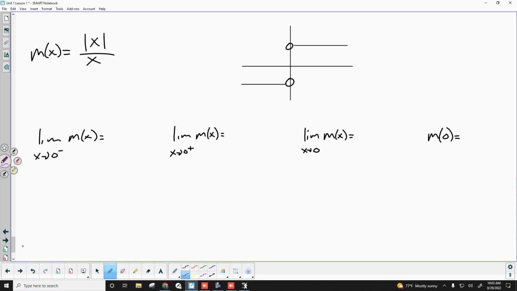Limits exist or not exist. Function values are defined or undefined. So I'd prefer you put DNE for that. Just like you did. Perfect.